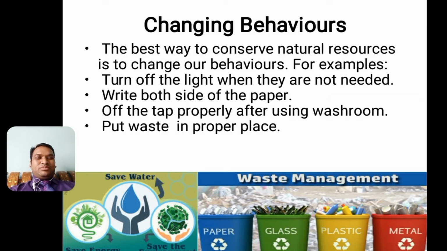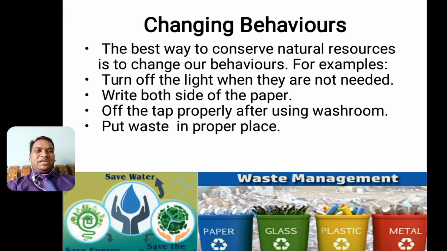Then we need to change our behavior. It is one of the most important things. If you do not change your behavior, we cannot control these natural resources, or we cannot use the natural resources very wisely. So the best way to conserve natural resources is to change our behavior. For example, turn off the light when it is not needed. Write on both sides of the paper. It will also conserve the natural resources. We should not need to cut more trees for that purpose if you use both sides of the paper.